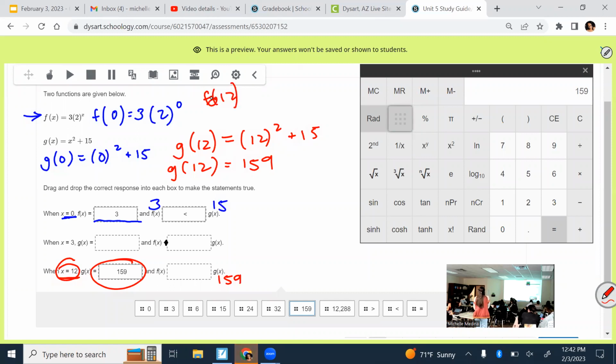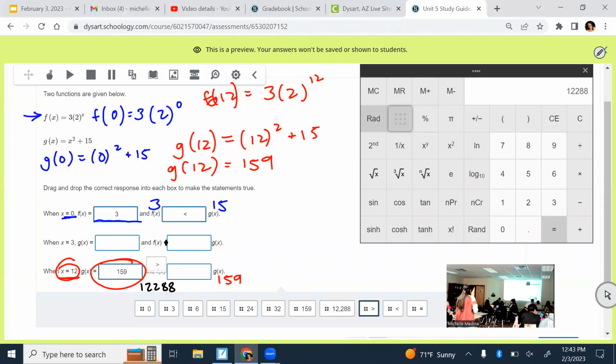Sorry, the thing kind of froze. F of 12 is 3 times 2 to the 12th power. I would put this all in my calculator at once to avoid any silly mistake, like doing 3 times 2 first, and then to the 12th power. That wouldn't be right. Use exponents first. And that's what I get. Now, in comparison, should it be greater than, less than, or equal to? You think 12,288 is less than 159? No. Should be greater than.